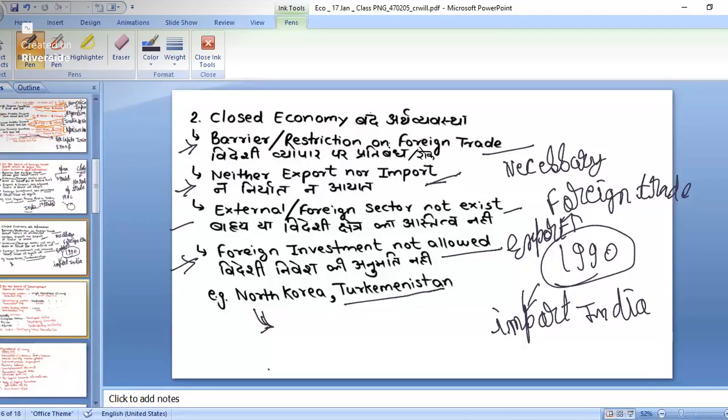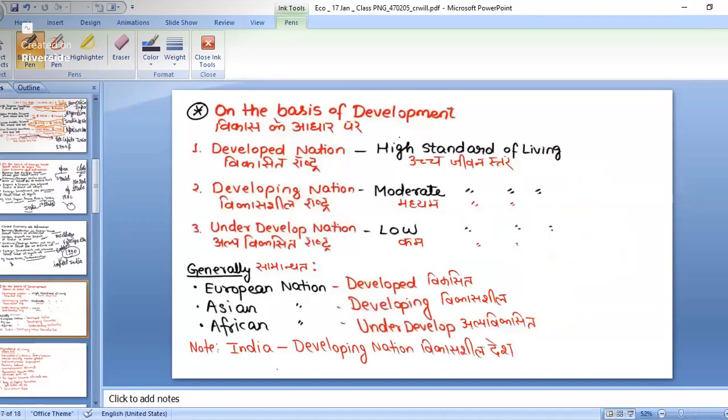Now we have types of economy on the basis of development. While discussing some countries, you will hear that some countries are underdeveloped, some are developing nations, some developed nations. What are all those categories on the basis of which we are dividing our countries? How do we come to know that a particular country is underdeveloped, developing, or a developed nation?